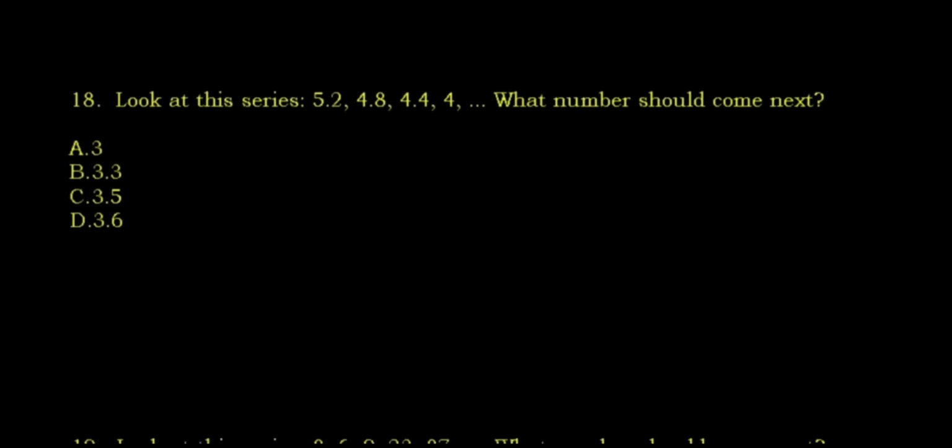Next question. Look at this series. What number should come next? Again, you can do it either way. If decimals are not so difficult for you, if you can tell this is a minus 0.4, minus 0.4, minus 0.4, then all you need to do is take away 0.4, and that's it, you're done. But if they're not so easy for you, what we're going to do is multiply everything by 10 once again to get rid of the decimal spaces.